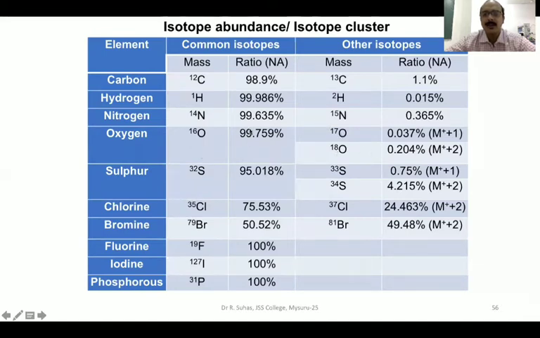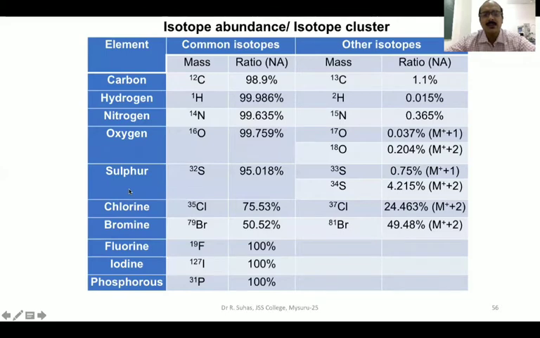Coming to oxygen, it has three isotopes, O16, O17 and O18. All are oxygen. They all differ by only one mass unit in the case of oxygen. O16 is 99.759%, O17 is 0.037%, O18 is 0.204%, and the cumulative of all this will be 100%. This will become M plus. O16 plus 1 is O17, that's why it becomes M+1. O16 plus 2 is O18, that is, it becomes the M+2 peak. So oxygen has three different peaks around M+, M+1 and M+2.